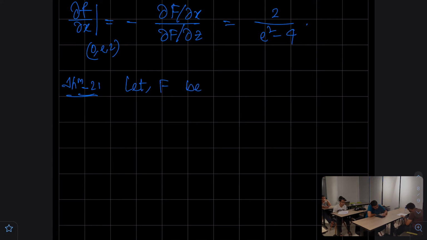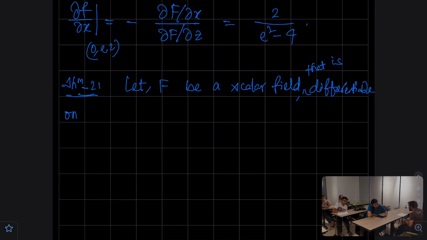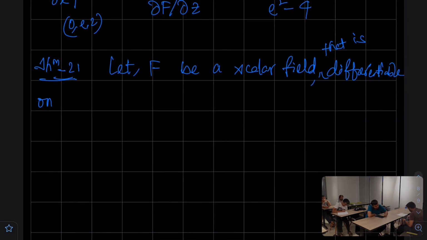f be a scalar field, differentiable. So you can say that f is a scalar field that is differentiable on, or in, an open set. The poster writes on, in an open set.